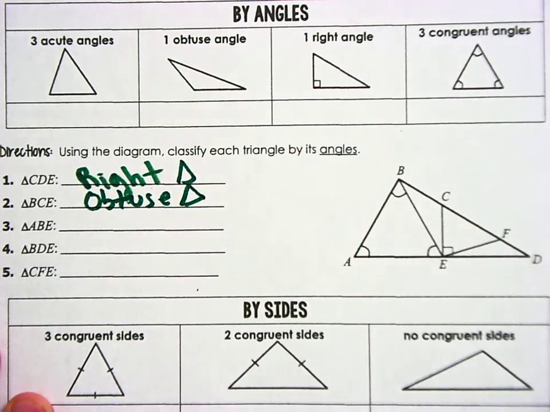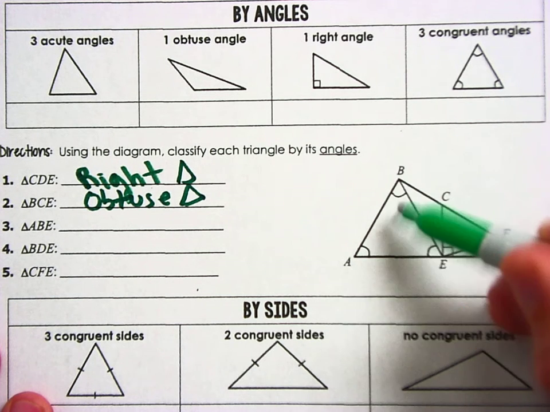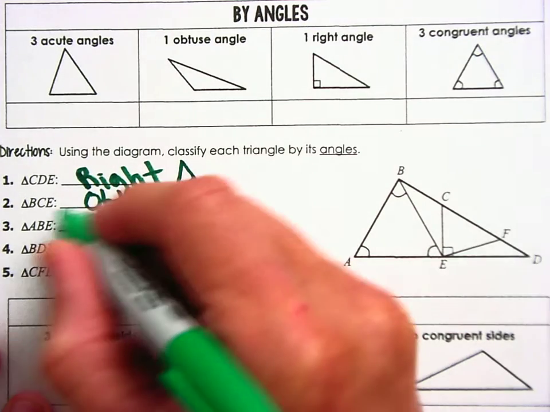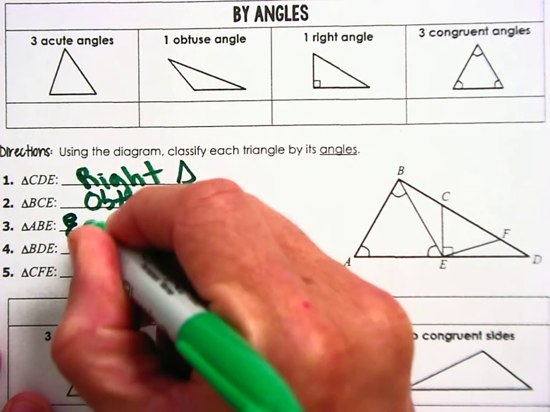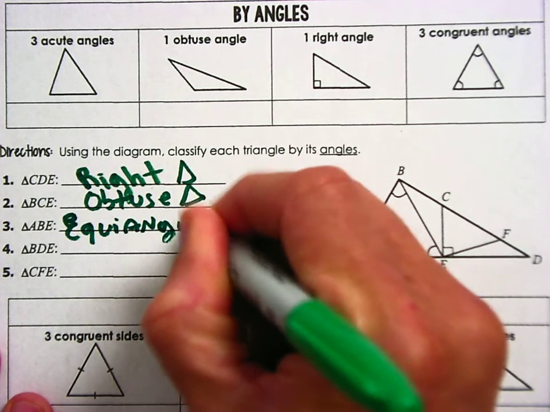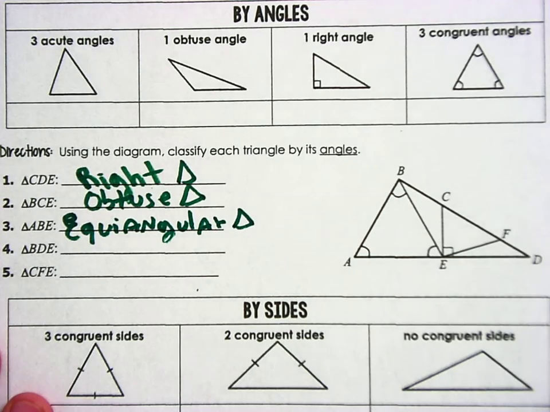And I don't know, I'm in a good mood, so let's just try one more. All right, where in the world is triangle ABE? All right, here's A, here's B, here's E. All right, the 3 angles are the same, they're congruent, so you're going to put equiangular. You've got to like the sound of that one, equiangular, and it sounds just how it's spelled, triangle. It's also equilateral, you're right, all equiangulars are also equilateral.